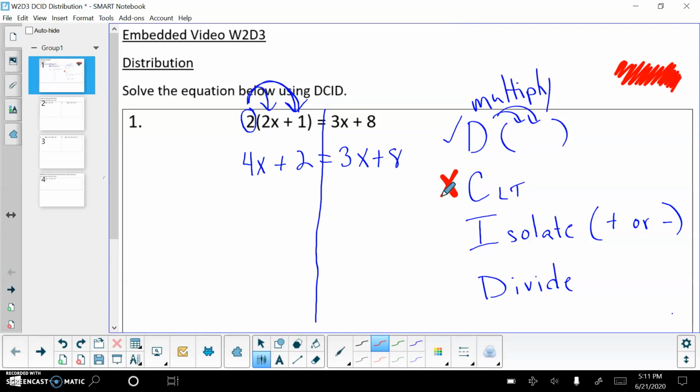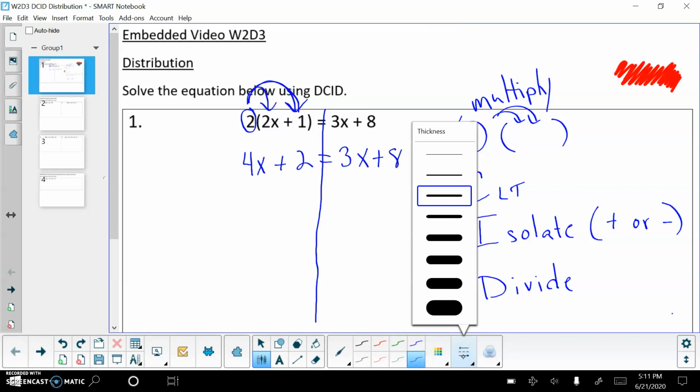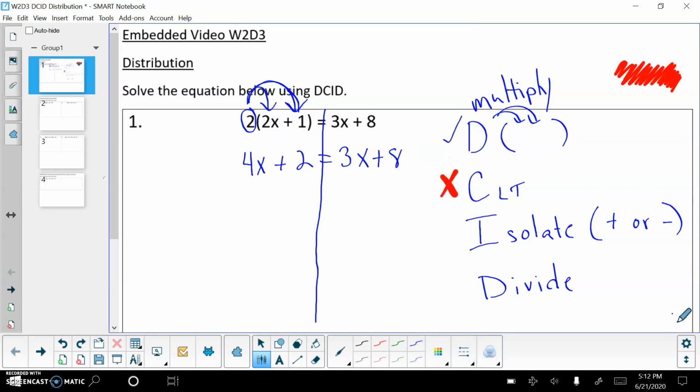You don't always have every single step in the DCID method, but this is how you would go through it while you're working a problem to check. So now I'm going to look at the next one, which is the isolate, because I do have an isolate step, in fact, several isolate steps I need to go through. I notice first with the x's, I've got x's on both sides, the 4x and the 3x, and I also have constants on both sides, the 2 and the 8. I always like to do my x's first.